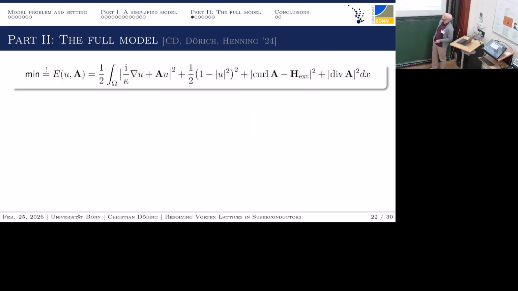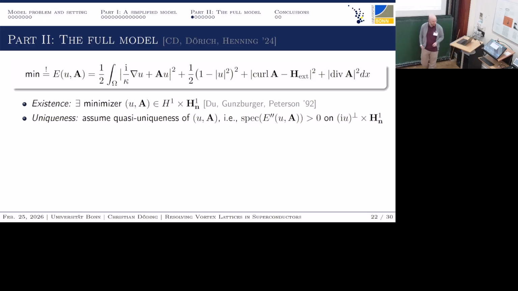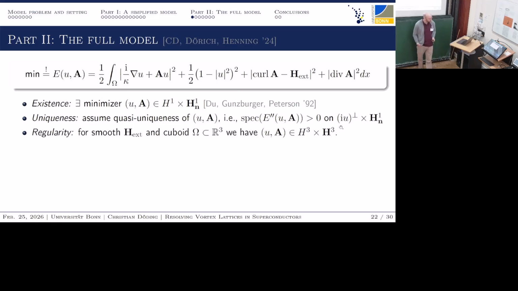Okay. Now I want to come back in the last 10 to 15 minutes to the full problem. We simplified the problem by assuming that the A is already given. But actually it's unknown. The only thing that is given is this external magnetic field H here. So we come back to this full Ginzburg-Landau free energy. Just briefly recap what I had on the first two slides. There exists a minimizer. We assume quasi-uniqueness, which now means that the spectrum of this second derivative here is bounded away from zero. We block a neutral direction.